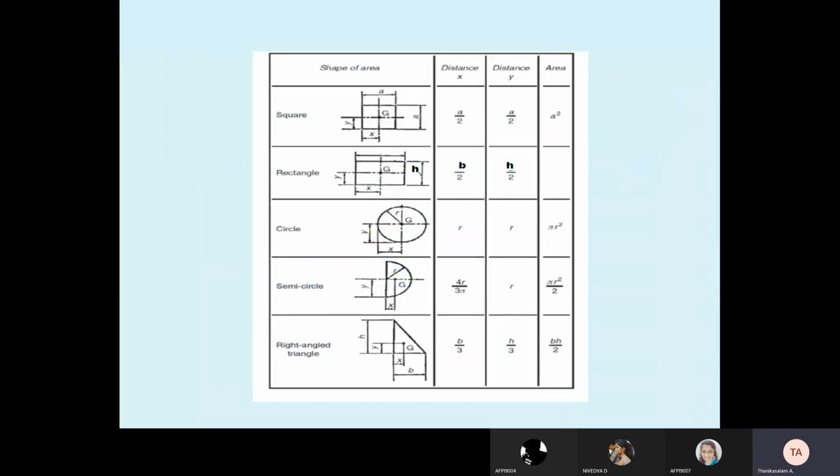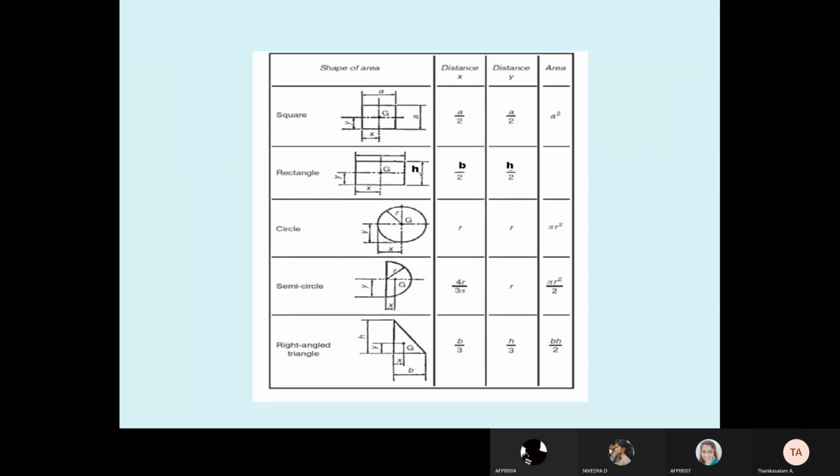Now see the standard figures. We know square. We are starting with square. Square, we have a side a, no? What is x bar? a by 2. Y bar, a by 2. What is area? a squared. For rectangle, we know base b. Students, base b, height h. What is x bar? b by 2. What is y bar? h by 2.